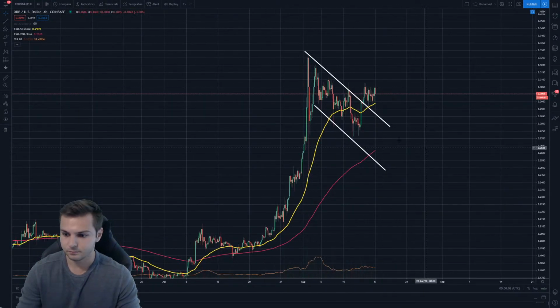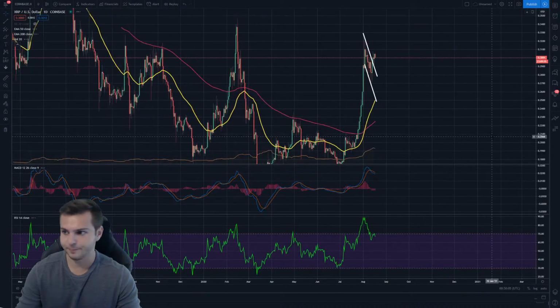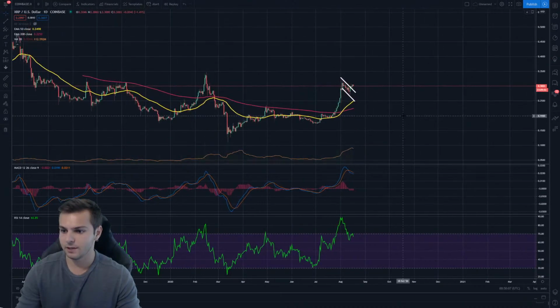Now, let's go ahead and move this to a one-day chart and talk about areas of support and resistance for Bitcoin.